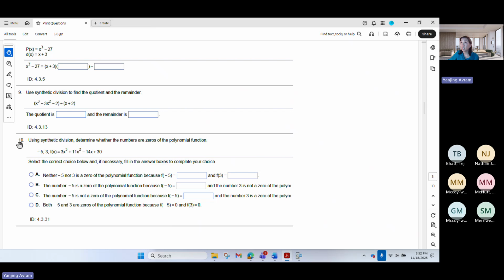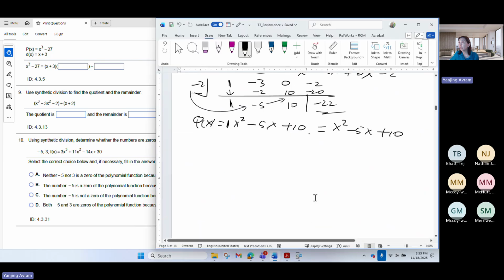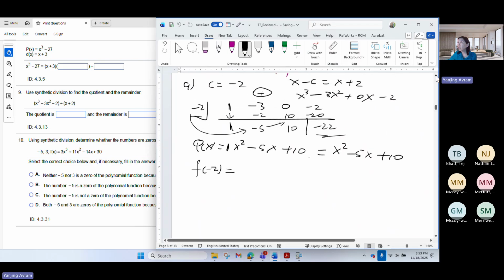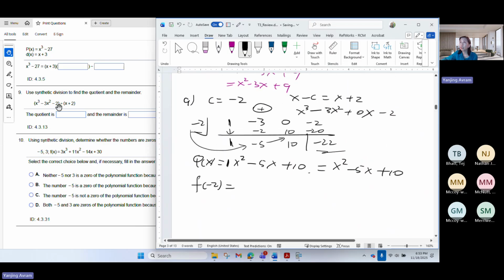All right, let's look at number 10 here. Using the synthetic division to determine whether the numbers are zeros of the polynomial or not. Okay, so this is called the remainder theorem. So what is the remainder theorem? The remainder theorem here is if I find f of -2, it should equal the same as this one. Okay, if I plug f of -2 into the original equation, it gives you the same remainder, like -22. All right.